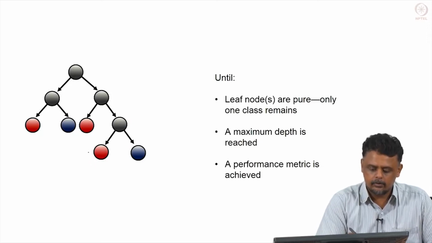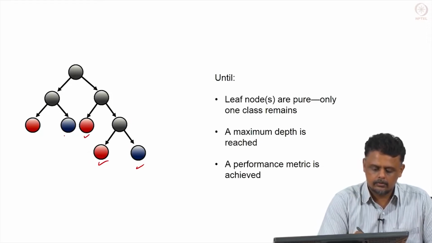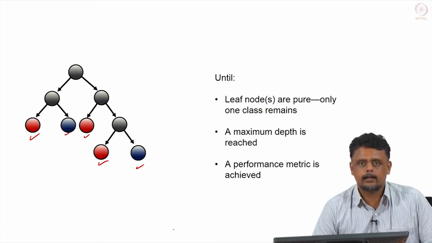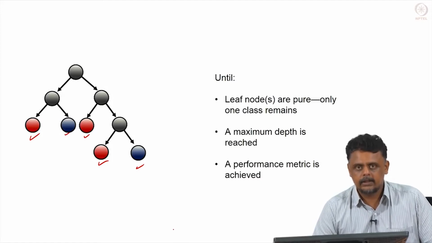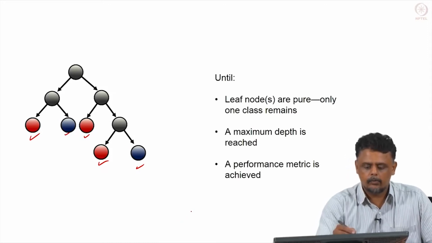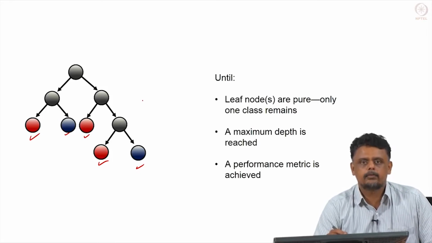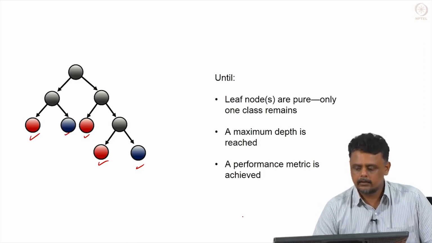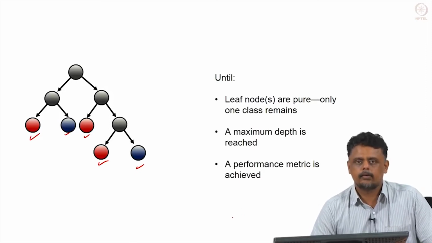So, these are the leaf nodes, right. These are the leaf nodes, in the sense they contain only one class. So, all the data in those leaf nodes contain only one class, or we reach a maximum depth. Okay. So, we decide that we will only go up to a depth of 3 or 4. Then we stop after a depth of 3, or we can evaluate a performance metric based on which we can stop the tree from growing further.